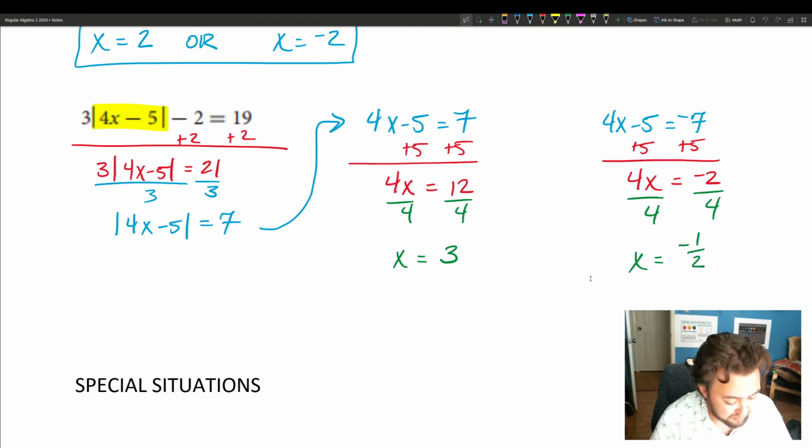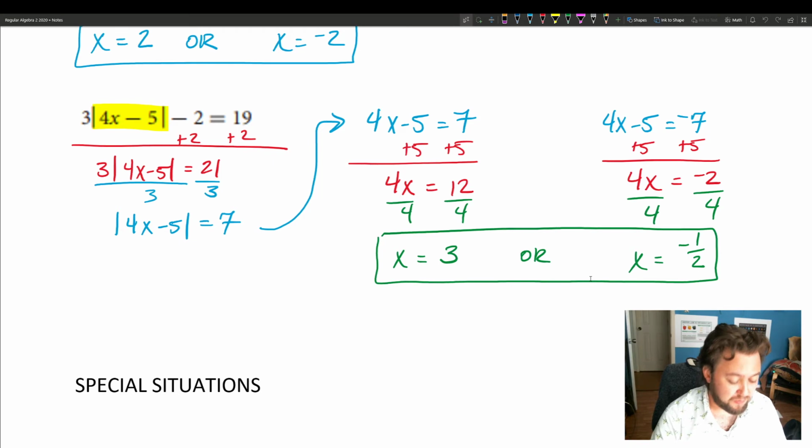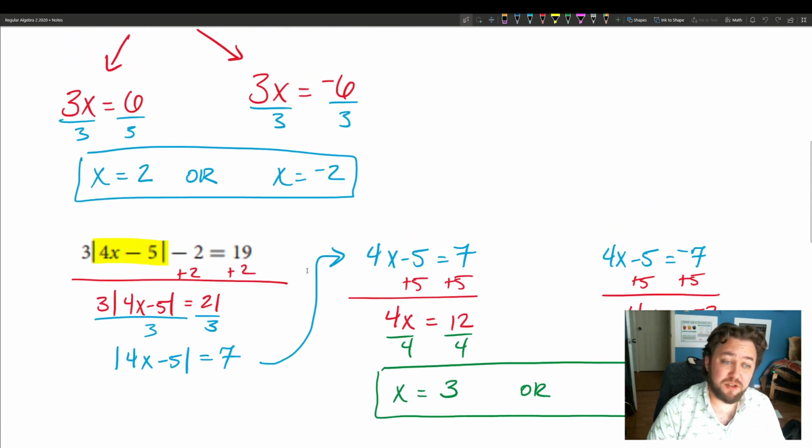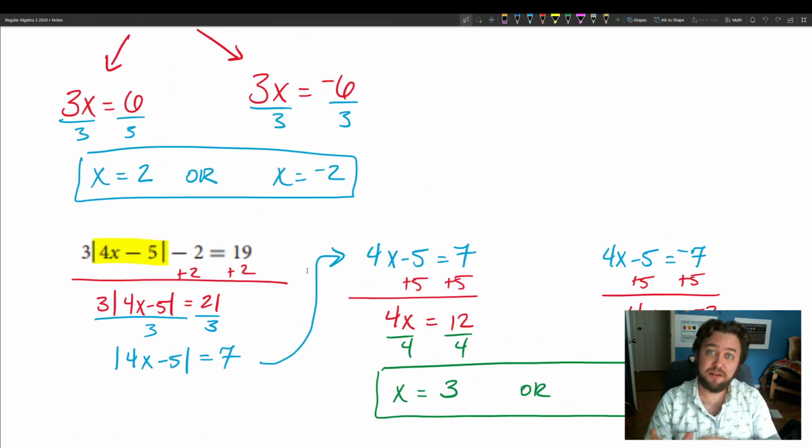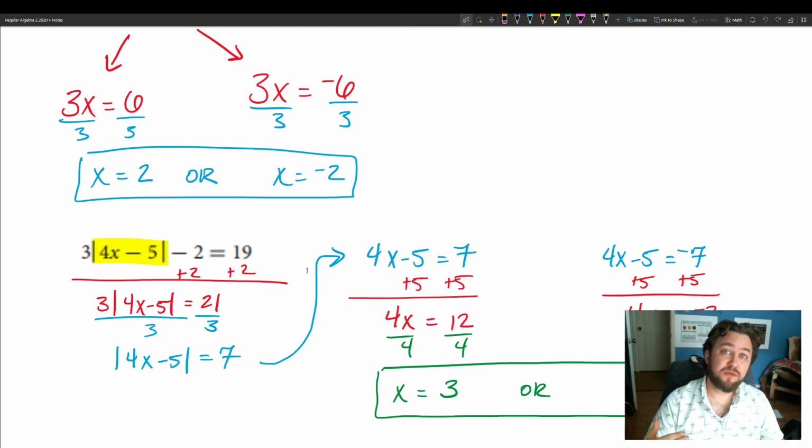All right, so my two solutions here are 3 and negative 1/2. Or 3 or negative 1/2 as our values for x. Basically, that's how you're going to solve these. We're going to get the stuff in the absolute value on one side, everything else on the other, then solve it for the positive and negative result.